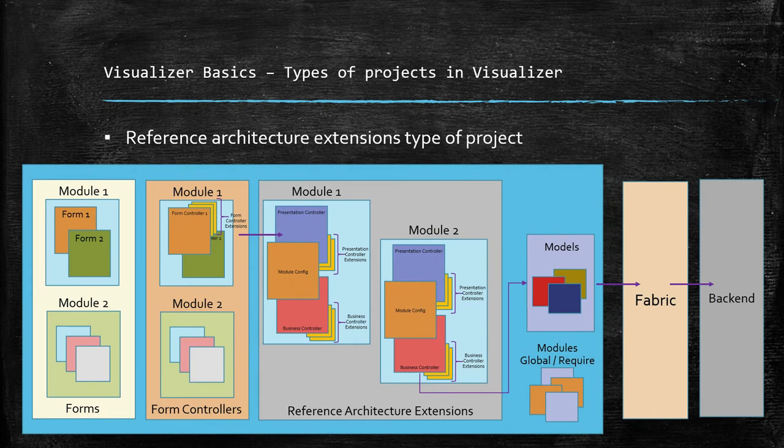The third type of project which we can create using Visualizer is the reference architecture extensions type of project. We'll use the reference architecture extensions type of project when we want to build an app as a product. For example, let us say we want to build a retail app similar to the Amazon app, Flipkart app, Snapdeal app that we have in the market.